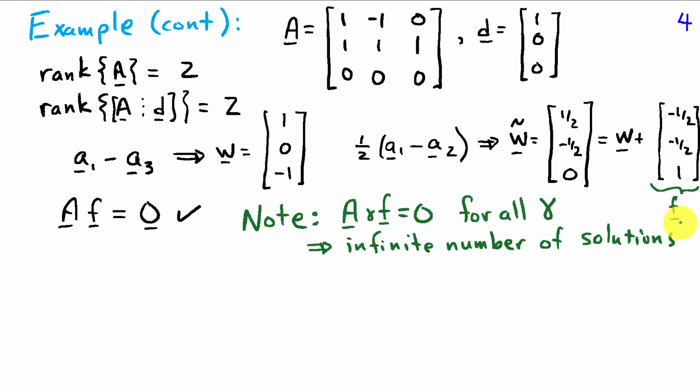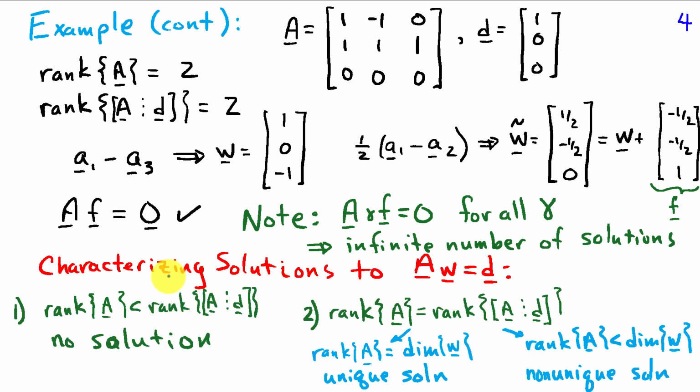And this F is not a unique vector, because I could scale F by any constant. In other words, I can make F longer or smaller. I can multiply by some number gamma, and A times gamma F is still going to be 0. So there's actually an infinite number of solutions to this problem. And that's true in general. If the solution is non-unique, there's going to be an infinite number of solutions.